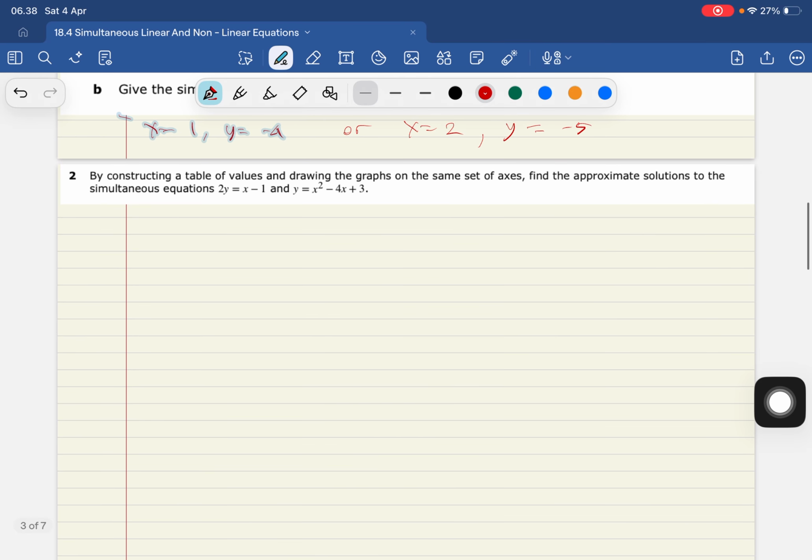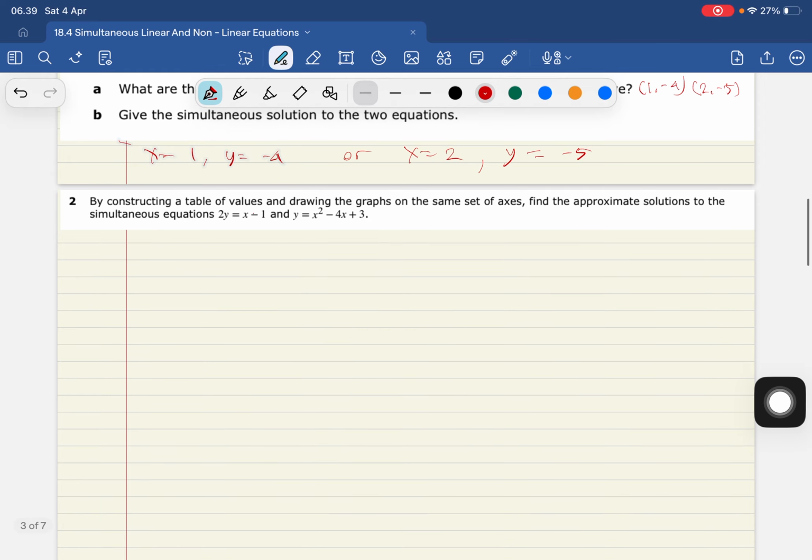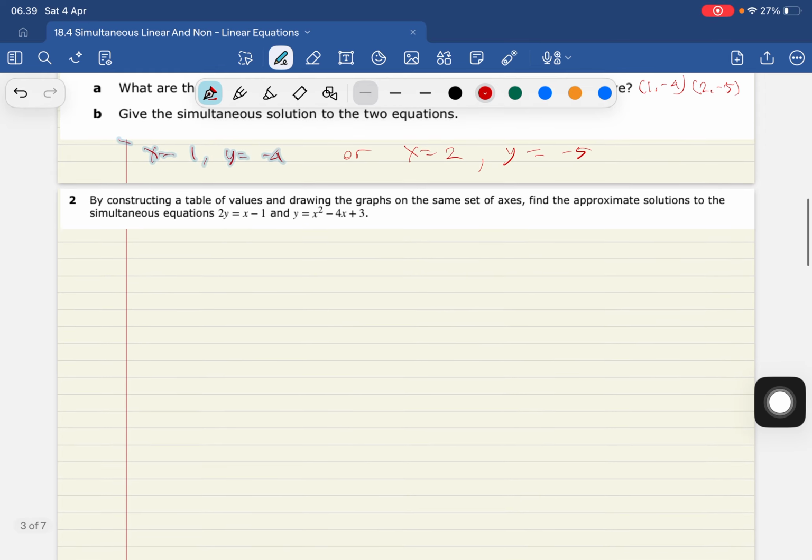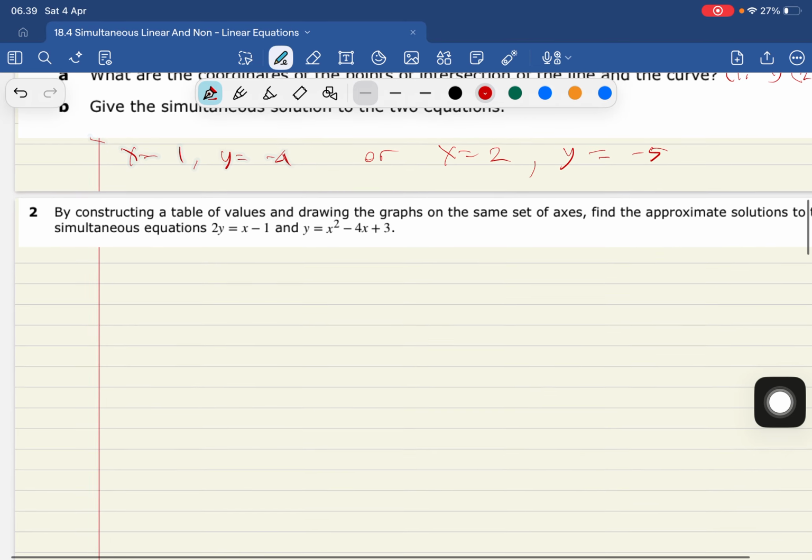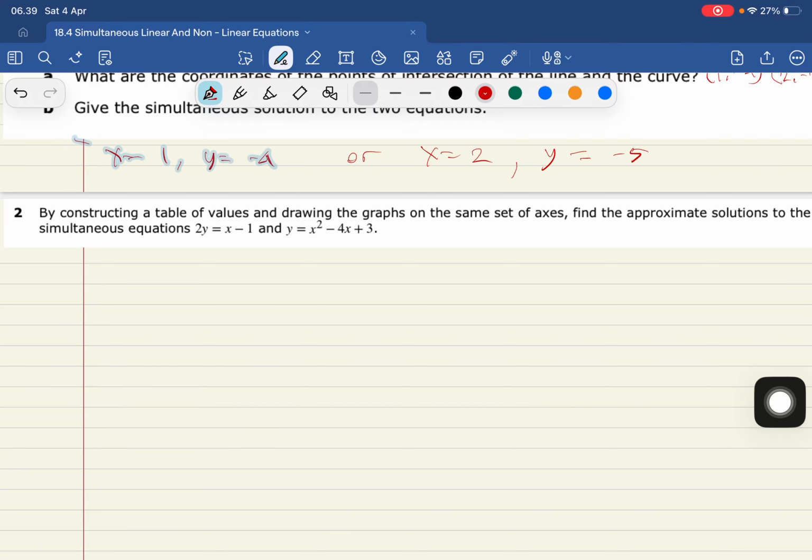Okay, number 2, we need to draw it by constructing the table of values and drawing the graph on the same axes. Find the approximate solution to the simultaneous equations. This requires you to draw the graph. Let me make it perfect. For the table, you can make it the range that you want.